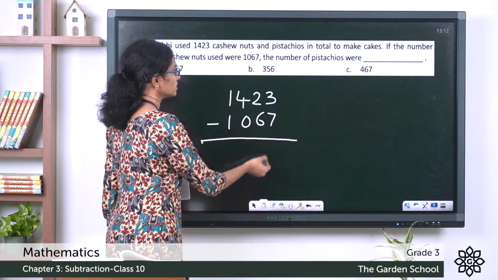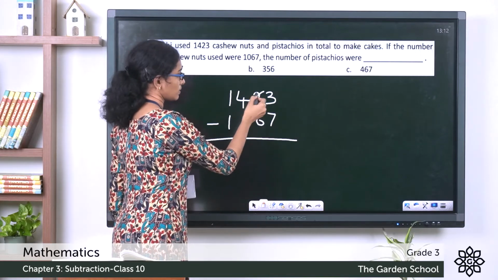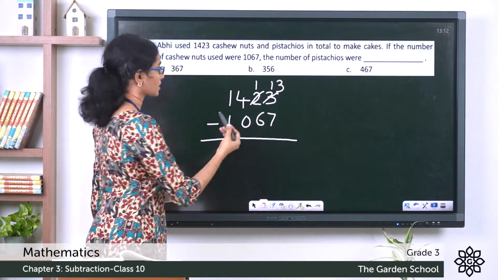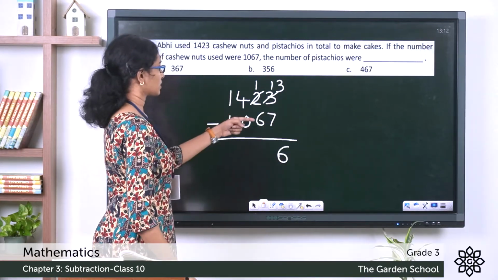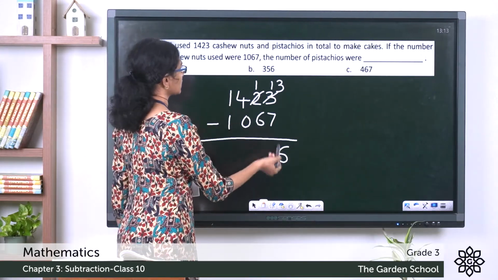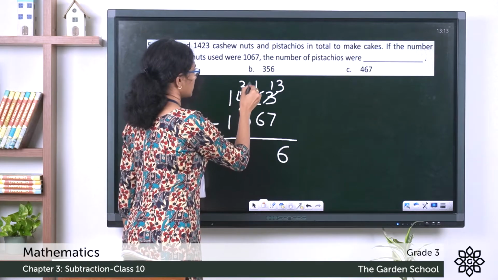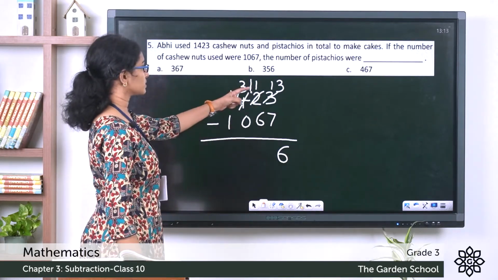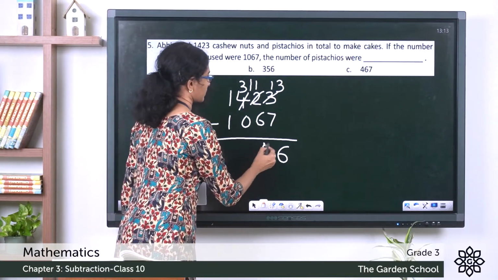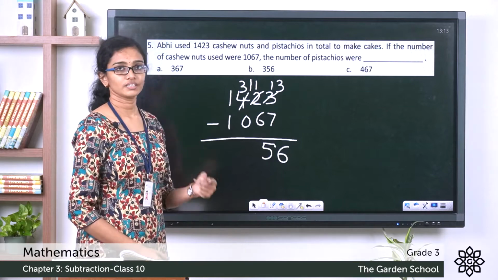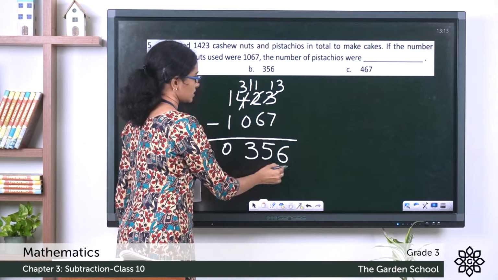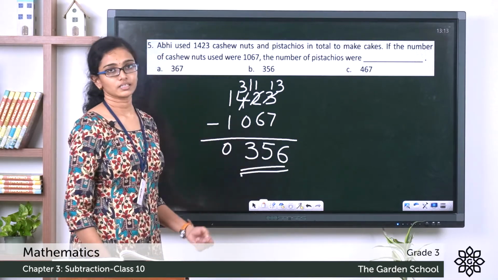Let's do the subtraction. We cannot take away 7 from 3. So we borrow and regroup. So this becomes 13. What is 13 minus 7? It is 6. Now we cannot do 1 minus 6. So what do we do? We regroup. We borrow from here and we regroup. So this becomes 11 minus 6. What is 11 minus 6? It is 5. Now here we have 3 minus 0. What is 3 minus 0? It's 3 itself. Now 1 minus 1, it is 0.